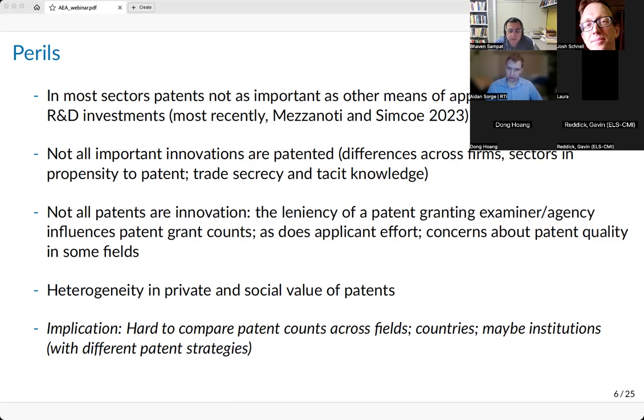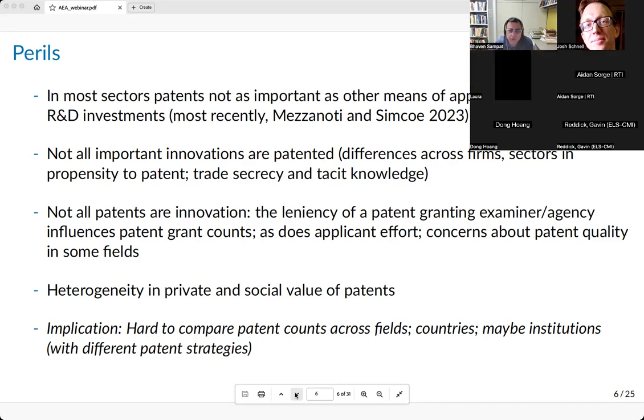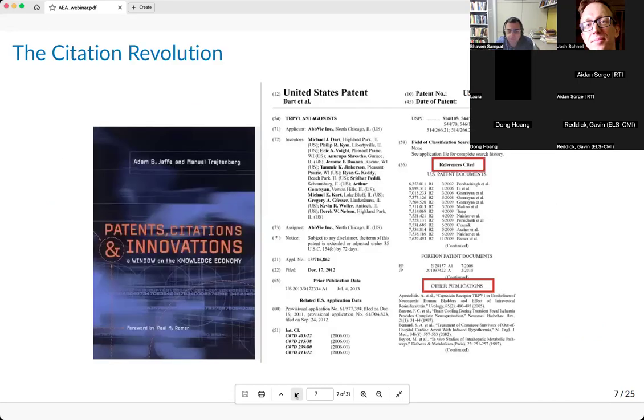There can be tremendous heterogeneity, both in the quality of patents, but also in the private value and the social value of patents. The implication is that, at the very least, it can be hard to compare patents across fields. Patents are used very differently across sectors, but also across countries and perhaps institutions. So think large versus small firms, large versus small agencies, etc. And so against the promise of patent data laid out in the previous slide, there are also well-known perils here.